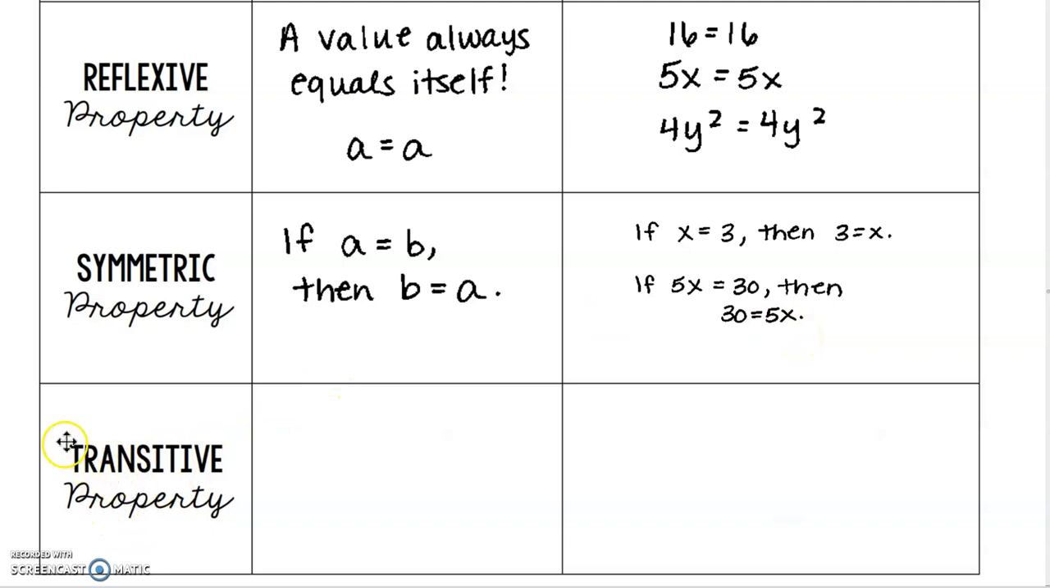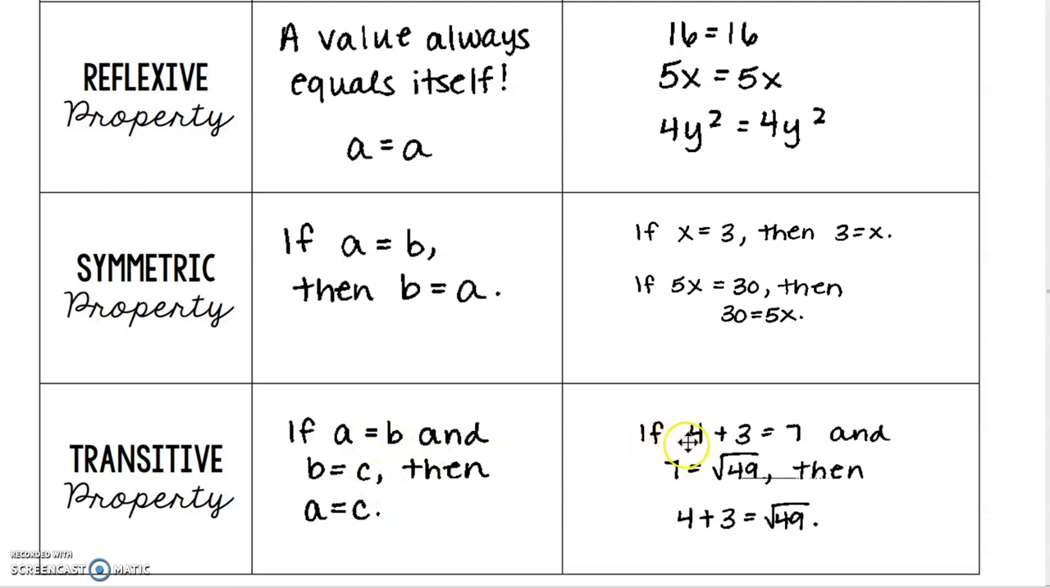The transitive property. Notice we have the word transfer kind of in there. Trans means to change. So we have if a equals b and b equals c, then a equals c. We call this the middleman property. Notice how b is in both of those equations. So we're cutting out that middleman and saying a is equal to c. So if 4 plus 3 is 7, and 7 is the square root of 49, we can cut out that middleman of 7 and say 4 plus 3 is equal to the square root of 49. All right, so these are all of our properties. Make sure you've included the name of the property, its explanation, and the example.